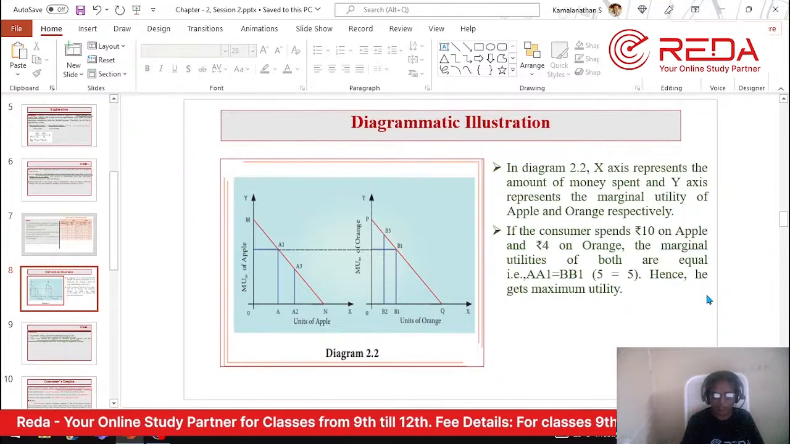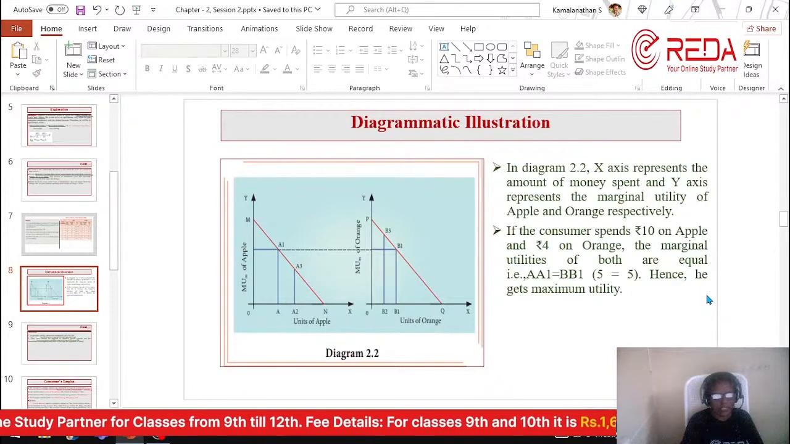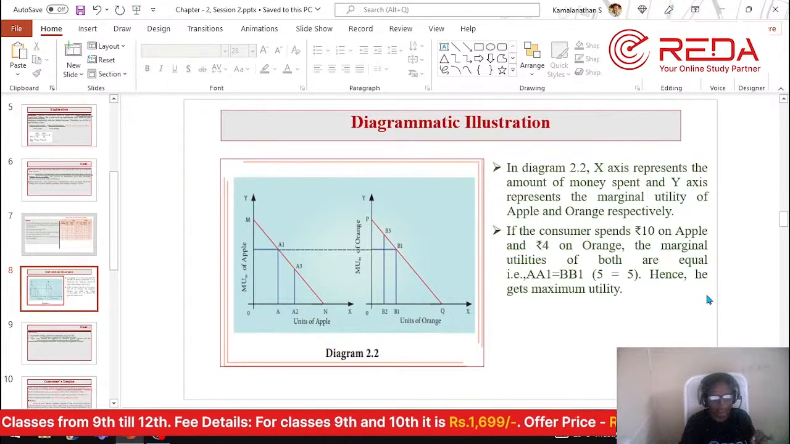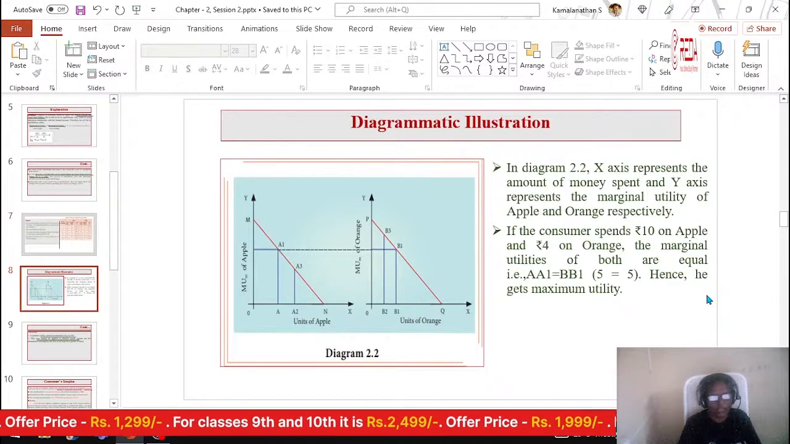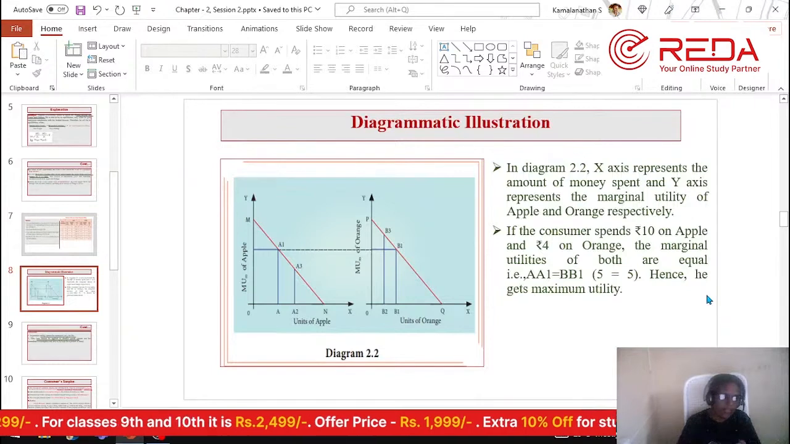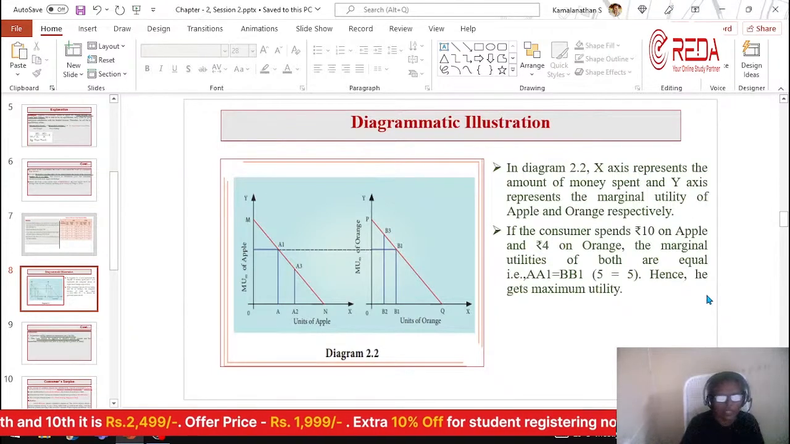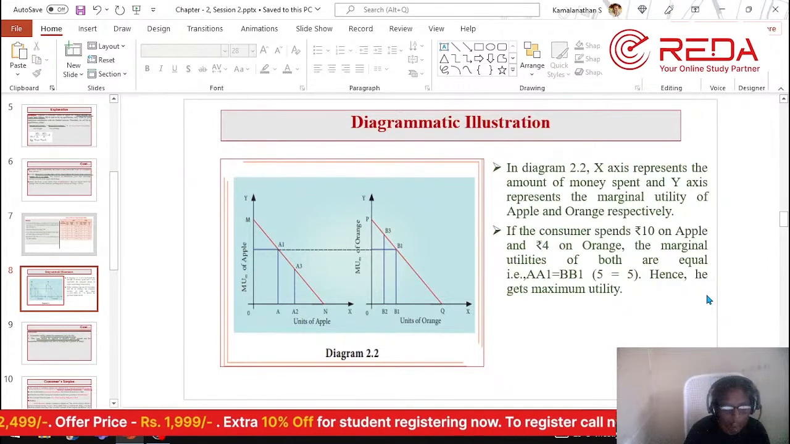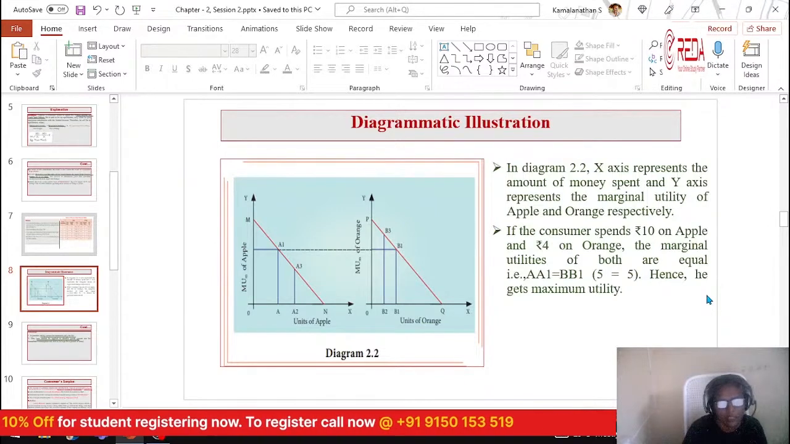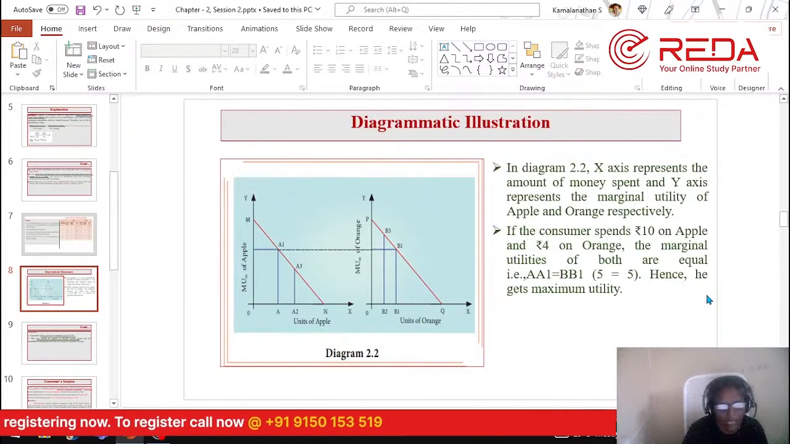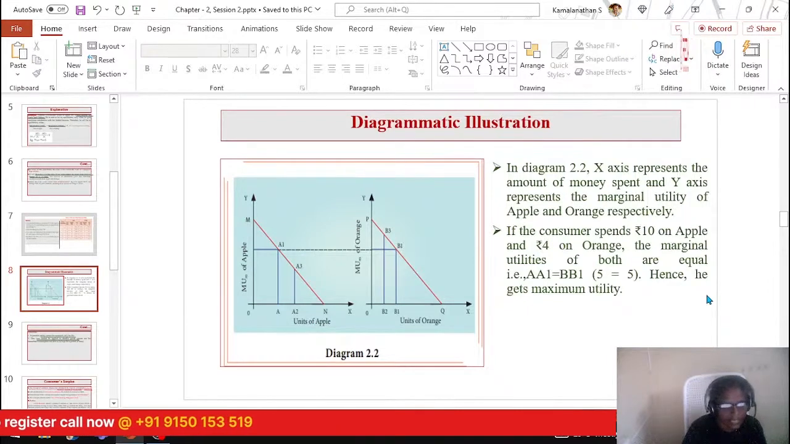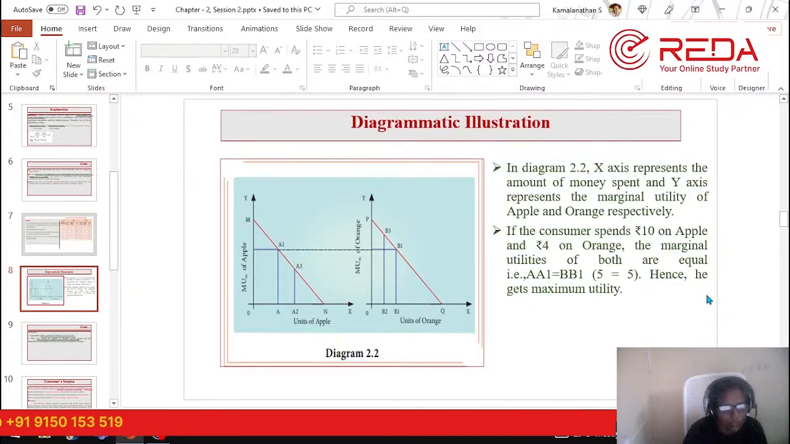So what it says is this: the point A1 and B1 is the point where the utility level of consuming apple and orange is equal. Maybe the consumer will be willing to purchase more than one unit of oranges, but the equal level of satisfaction will happen at the point on the lines A1 and B1, where we say A1 will be equal to B1.